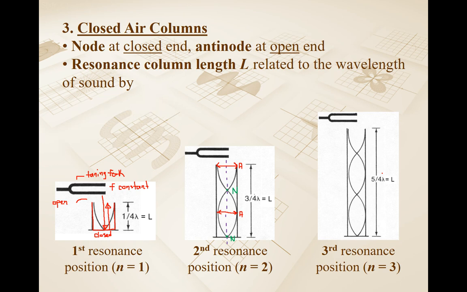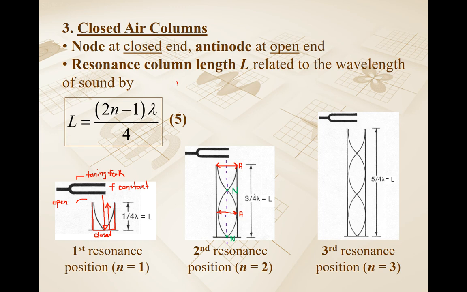Now, we could just draw pictures and figure out where all the different resonance positions are, but we can mathematically calculate this also. So we have our resonance column length equal to (2n minus 1) times lambda over 4, and that is for a closed air column. Again, you can quickly plug a number in and confirm that this does work.